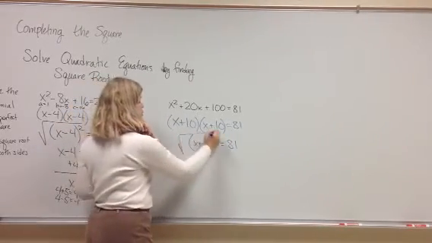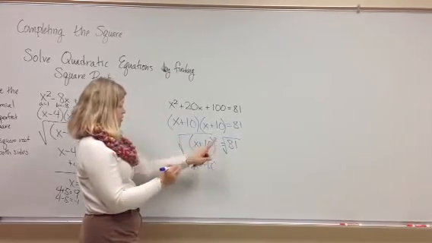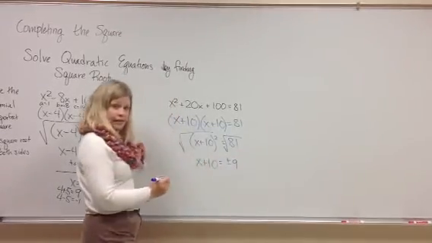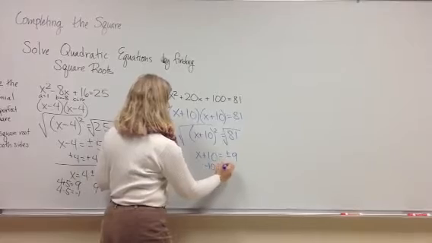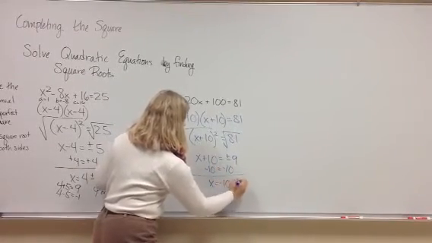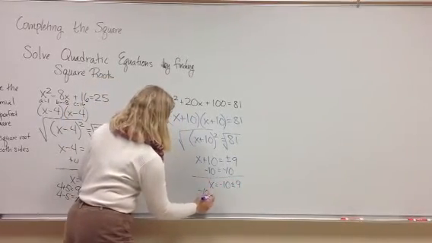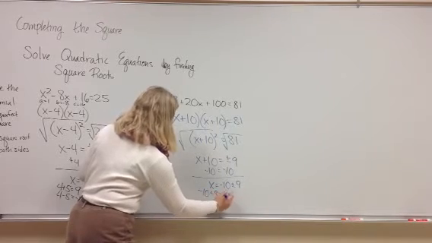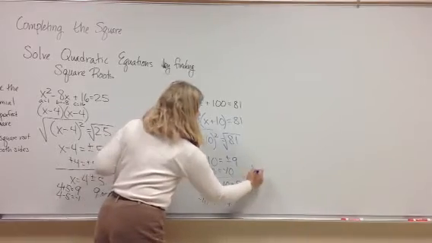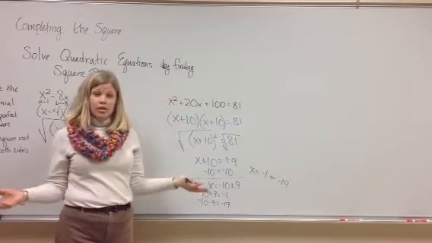And then we take the square root of each side. We get x plus 10. The square root takes care of the square, so we're left with x plus 10, and we have plus or minus 9. Next thing, subtract 10 from each side, and we get x equals negative 10 plus or minus 9. And now we can actually do it out. Negative 10 plus 9 is negative 1. Negative 10 minus 9 is negative 19. So x equals negative 1 or negative 19, and you're done.